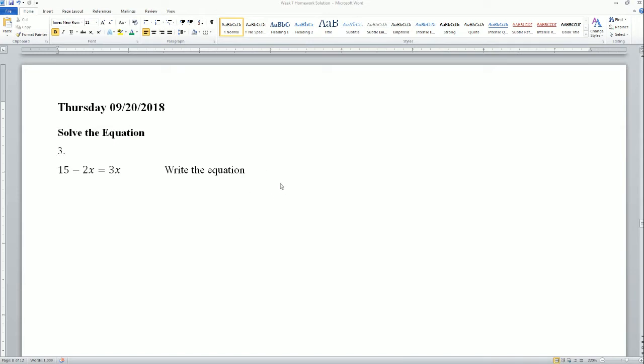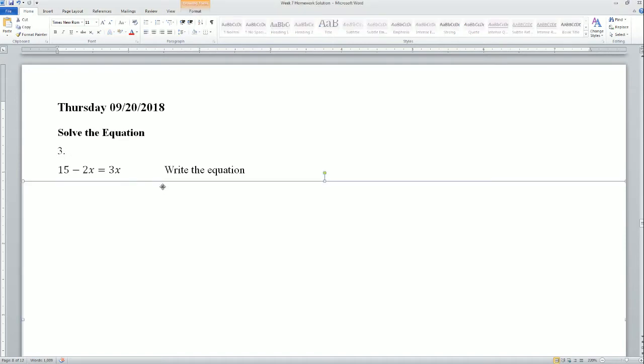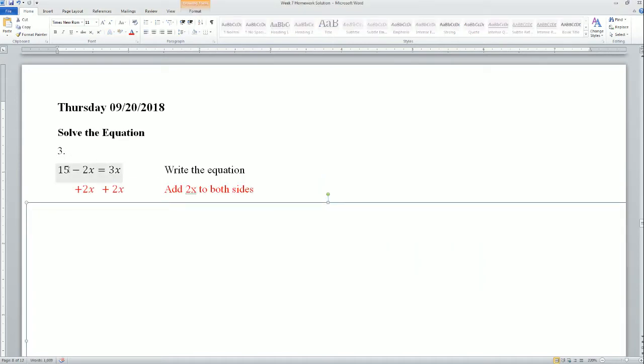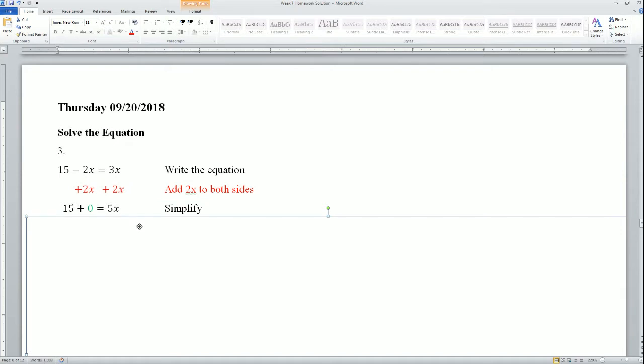I see that the x is on both the right-hand side and the left-hand side. What you want to do is always move the lowest value, 3x or negative 2x. So I'm going to move the negative 2x. How do I get rid of a negative 2x? I'm going to add 2x to both sides, the left-hand side and the right-hand side. In that process, negative 2x plus 2x becomes 0, and on my right-hand side, 3x plus 2x equals 5x.